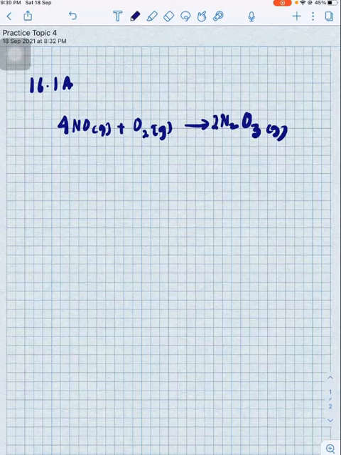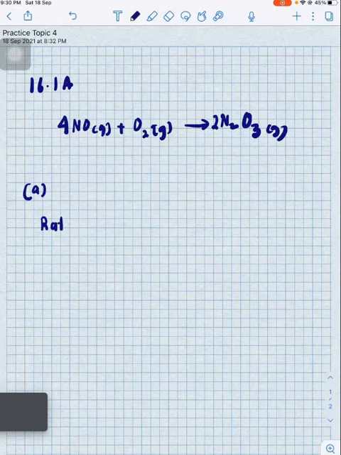Okay. So to answer A, okay, you need to write down the rate expression. Okay. So your rate expression always start with rate equals to. Okay. So what should be your rate of disappearance in this case?